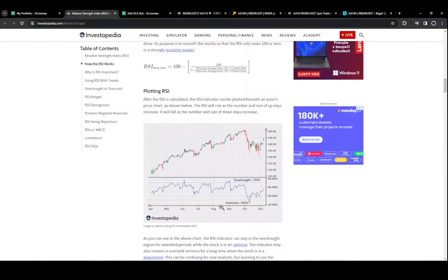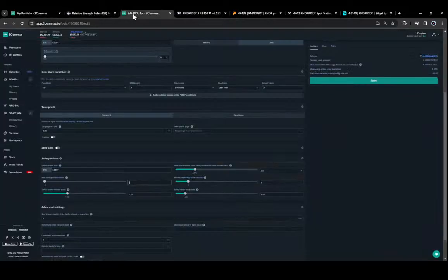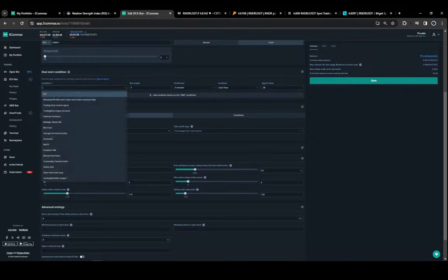Basically, when the price gets to this oversold level, it might be a good time to buy. On the other hand, when it's overbought, it may usually indicate a drop. So that's the idea of this RSI strategy. And right here on that bot, that's what I'm using for the deal start condition. 3Commas allows you a lot of different strategies, and again, you can take one and tune it quite a lot.